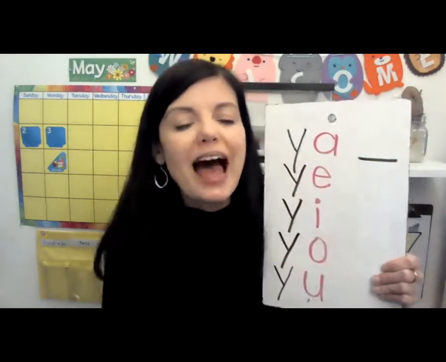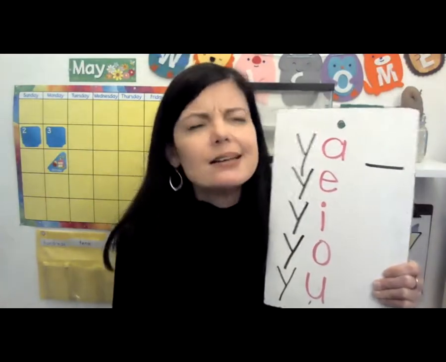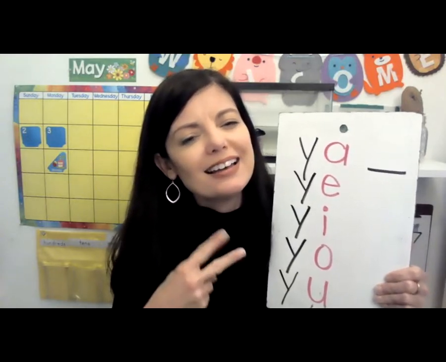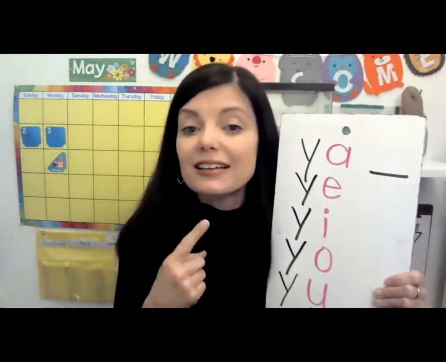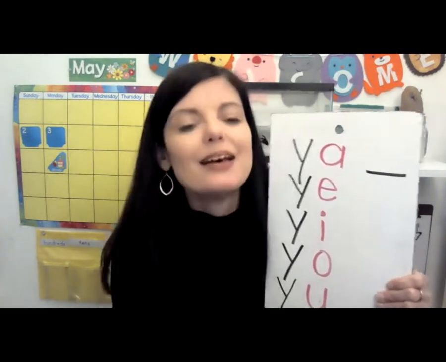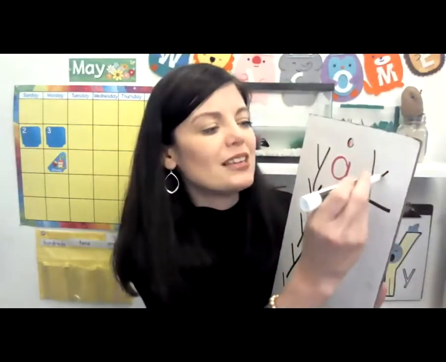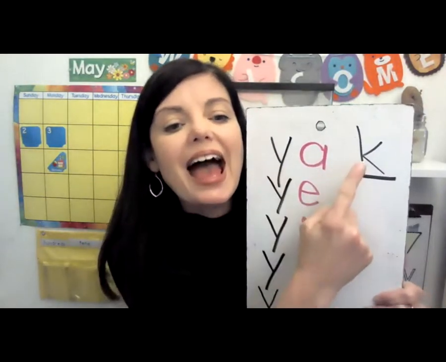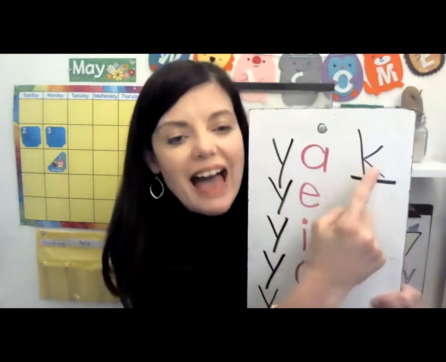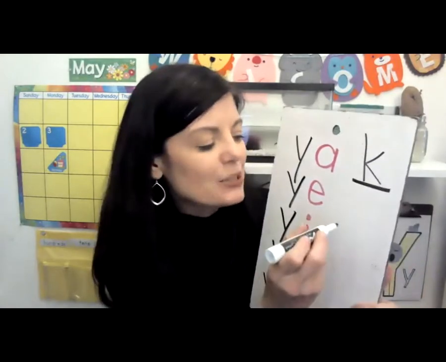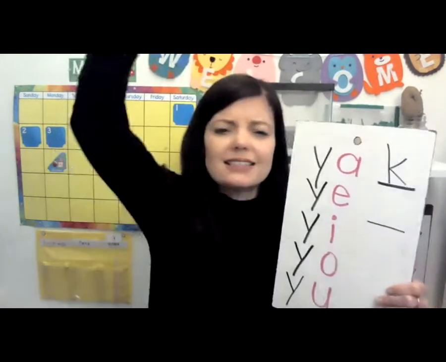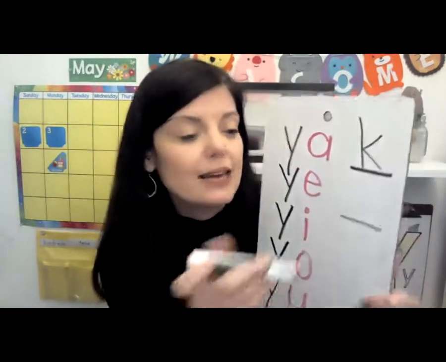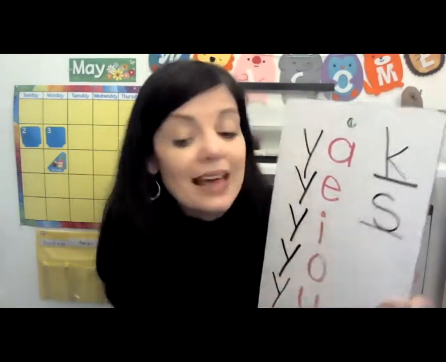The first one I want to say yak. So what letter says k, k, k? That's letter C or K, but we're going to use K for this word. They both make the same sound. Yak, yak. Okay, for the next one, I want this to say yes. So what letter says S, like a snake? That's letter S.